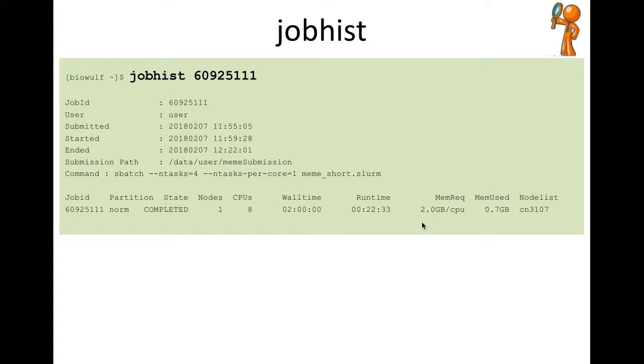So in this case, the job requested 8 CPUs and 2 gigabytes per CPU, so a total of 16 gigabytes of memory, and it used 0.7 gigabytes. So the next time you submit a job like this, you might choose to request only 4 gigabytes total rather than 16.